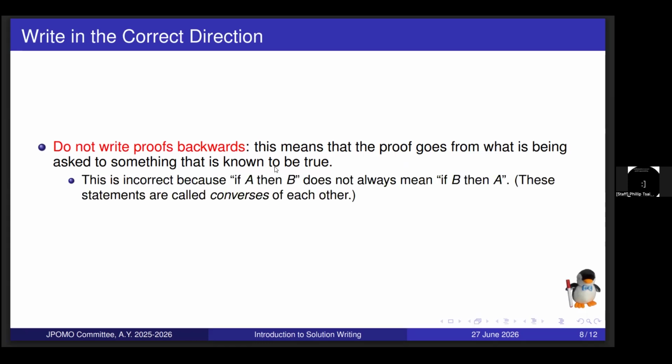This is incorrect because if A then B does not always mean if B then A. For example, all squares are quadrilaterals, right? But not all quadrilaterals are squares. So if I'm asked to show a proof that all squares are quadrilaterals, I cannot start from a quadrilateral, because that cannot always already be a square.